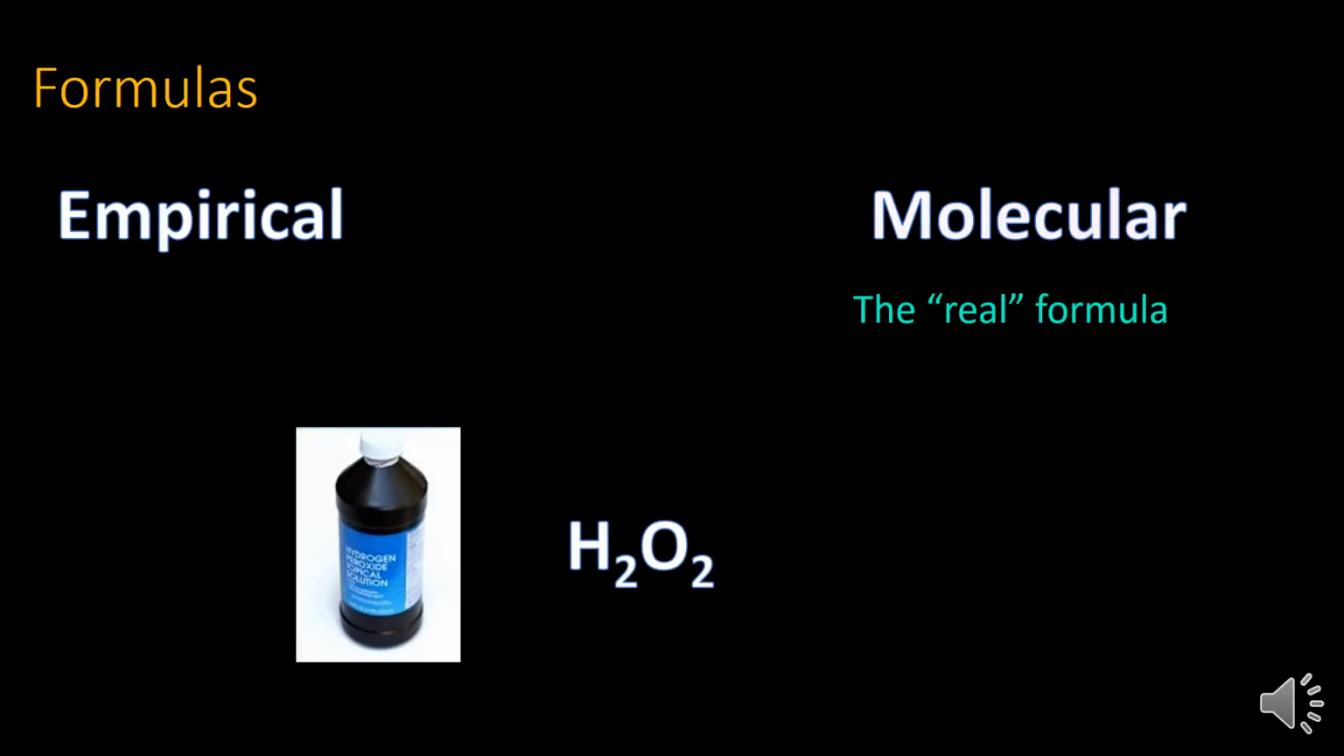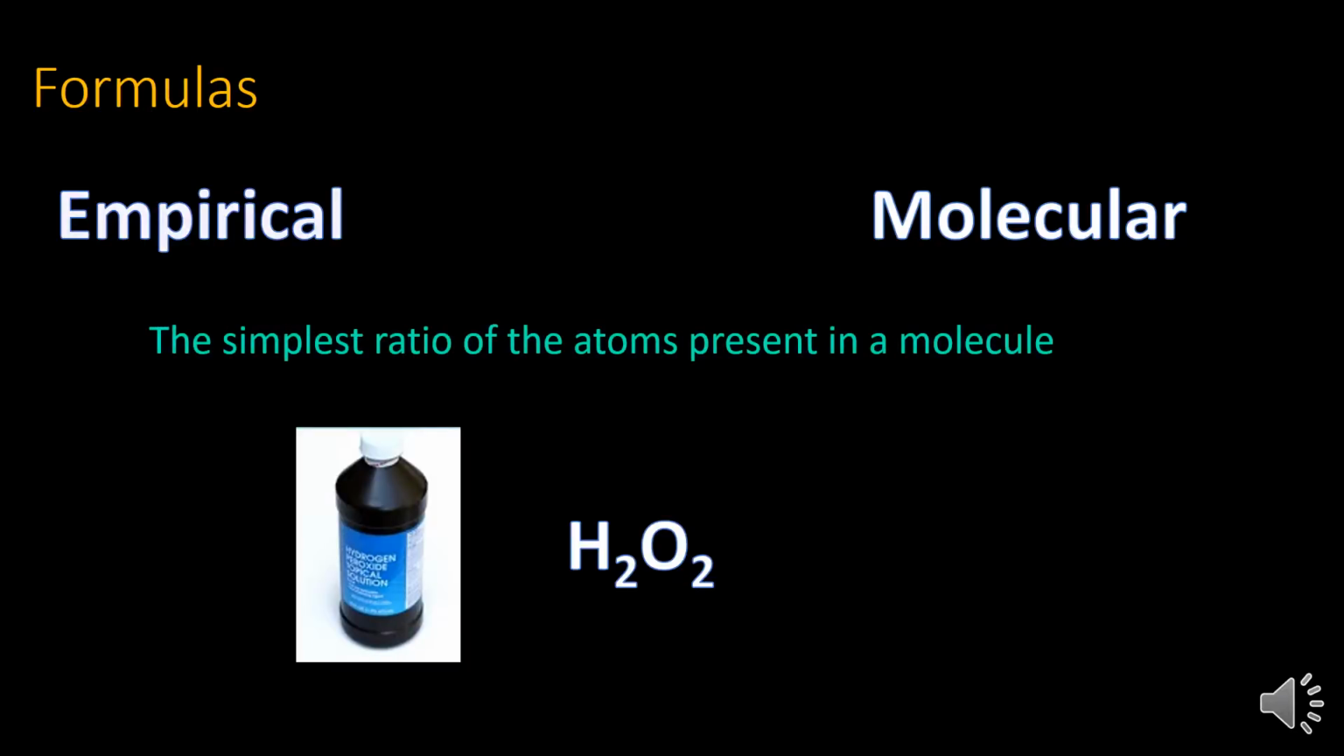For example, hydrogen peroxide's real formula is H2O2. The empirical formula is the simplest ratio of the atoms in the molecule. So the empirical formula would be HO, because both the H2 and the O2 are reducible by 2.